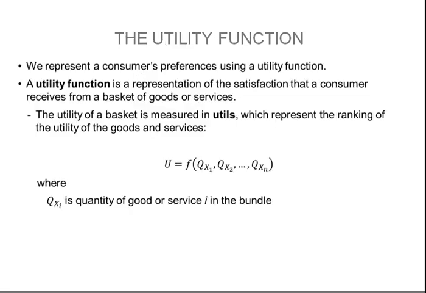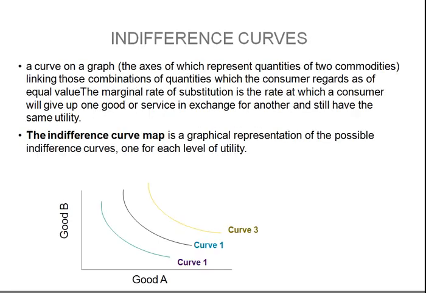Utility function. Utility is a function of many things we have in our daily life. For example, we have food, we have clothes, we have shelter, we have a car. So utility is a function of all these things. Whatever we are getting from these things is hypothetically called utils. So utility is a function of Q of x1, one commodity, Q of x2, second commodity, and so on, whatever the quantity we are consuming. So Q of xi is the quantity of good or service, and i is the bundle.